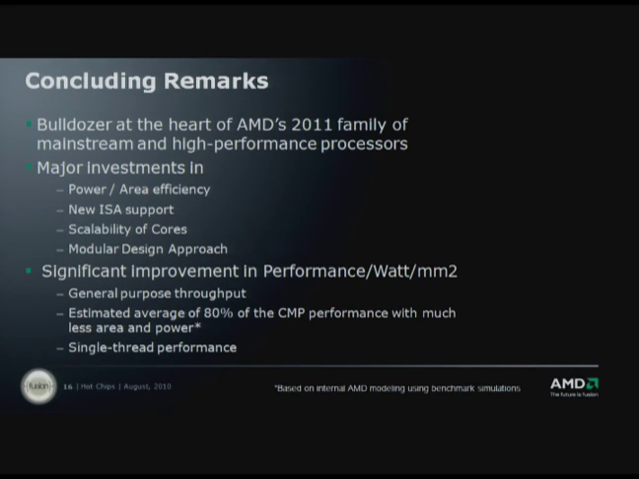So in conclusion, the Bulldozer module is really the first generation of a future roadmap of parts. And there's a pipeline of derivatives that are in progress based on this initial core. Bulldozer is at the heart of the 2011 family of mainstream processors, both the desktop and the server market. It represents a major investment in power and area efficiency and scalability, as well as ISA extensions that we intend to build on going forward. It delivers a significant improvement in performance per watt, and this is via that unique combination of shared and dedicated hardware. So we deliver robust per-thread performance or general purpose throughput. Again, we estimate that we deliver 80% of the CMP equivalent performance, but with much less area and power.